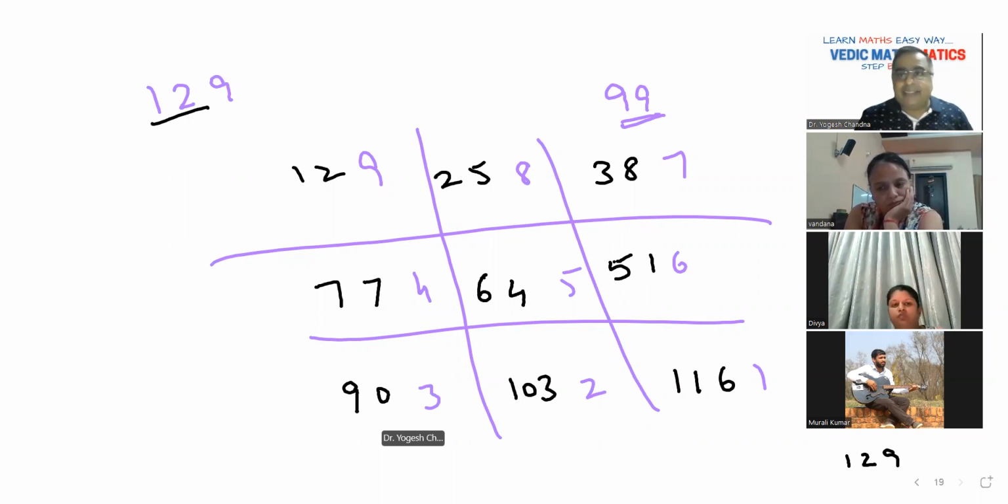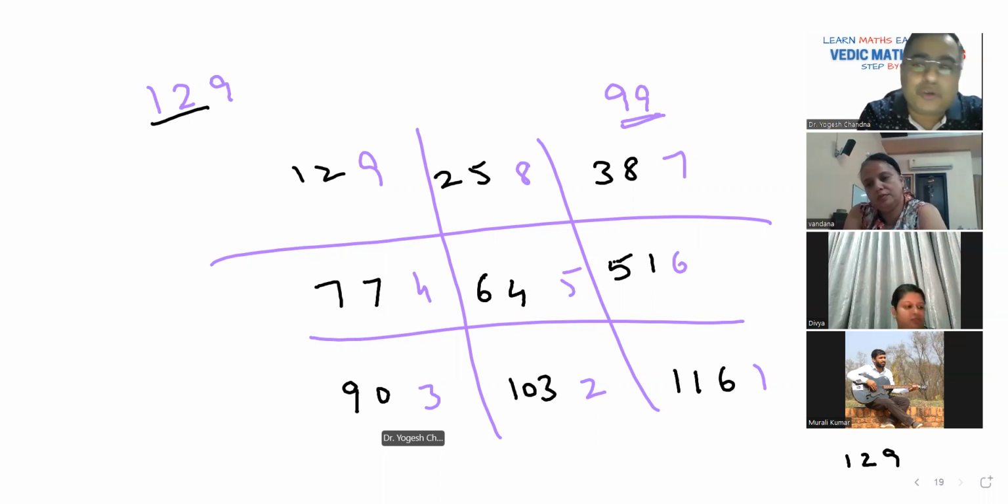So the point is, never think. See, maths is very easy. You can play with the numbers. The only thing is, you should know the concept. So here, no cramming. Just try to understand the concepts.